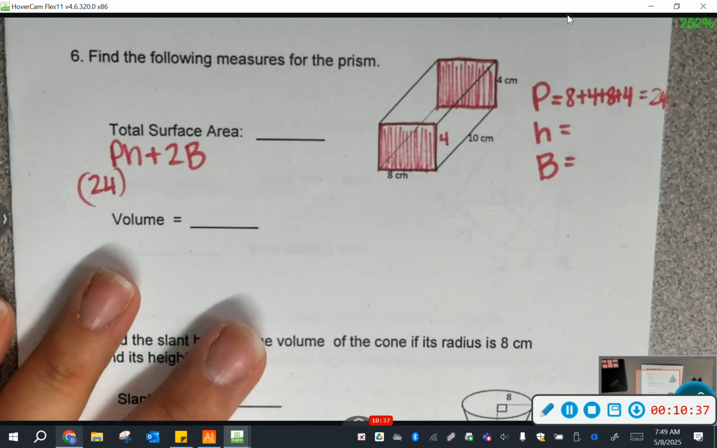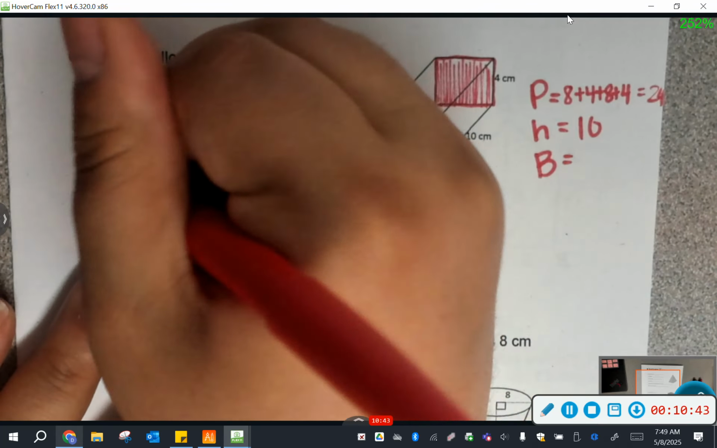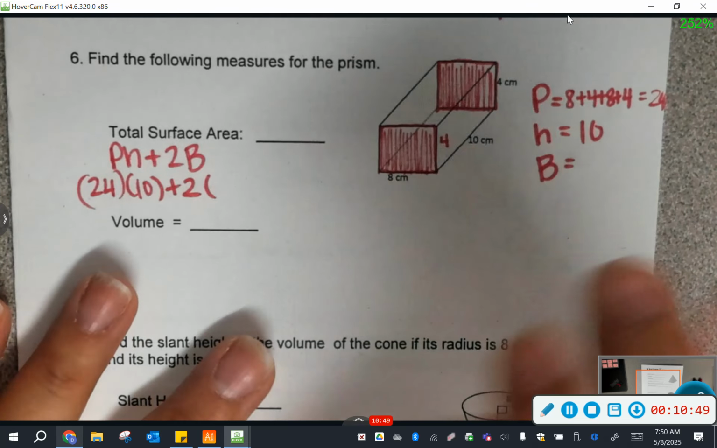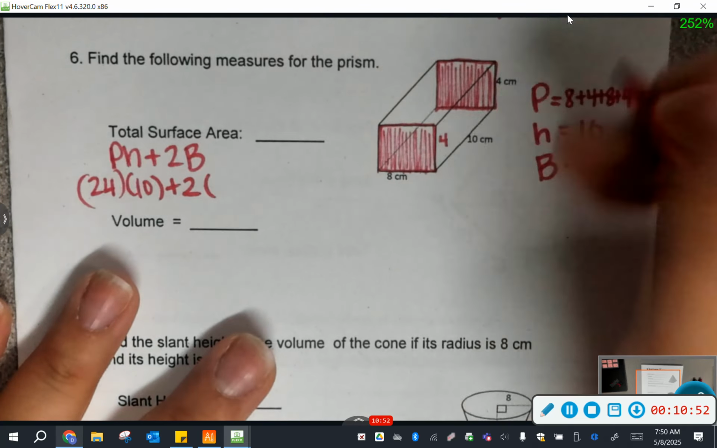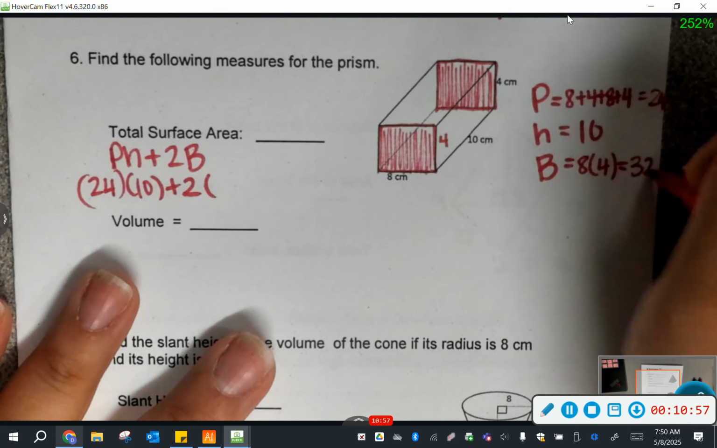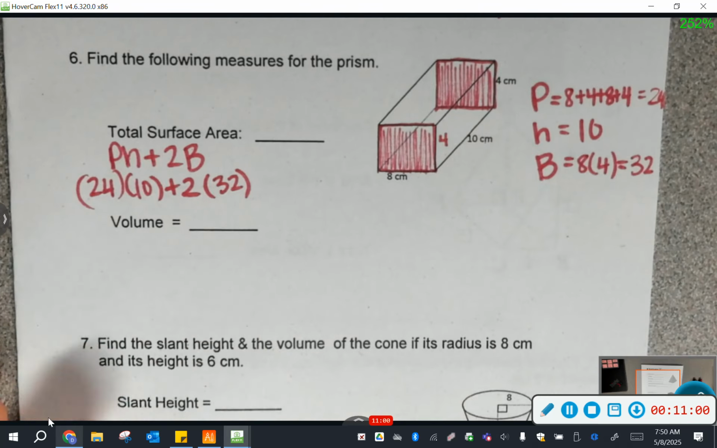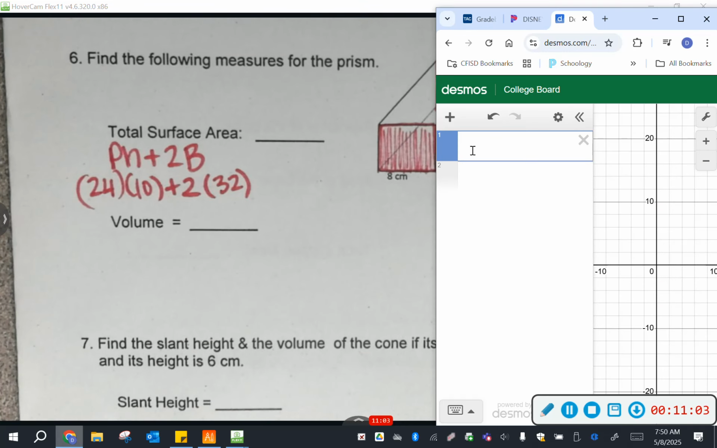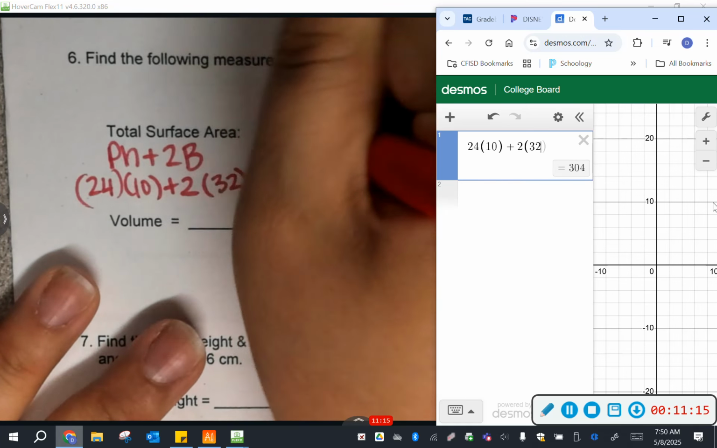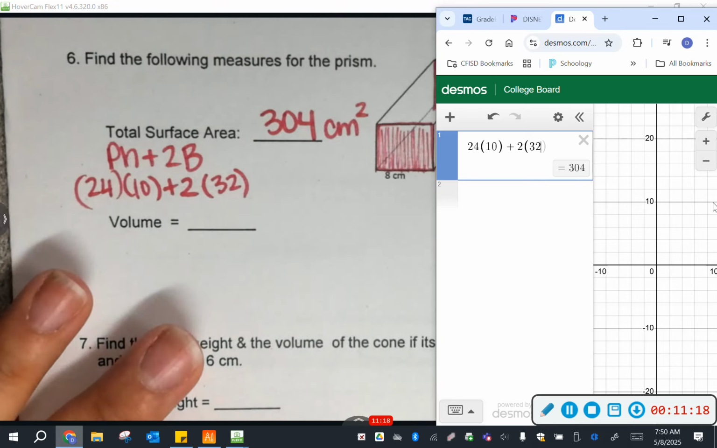What is the height? How tall is this, meaning how far away are your bases? 10. Plus 2, there'll always be a 2 there. And then B, what is big B? How do I figure out big B here? 8 times 4. 8 times 4 is 32. And just put that in your calculator. So I'm going to do 24 times 10 plus 2 times 32. And I get 304 centimeters squared.